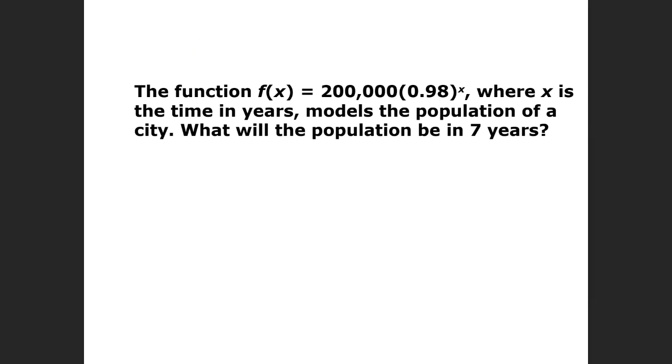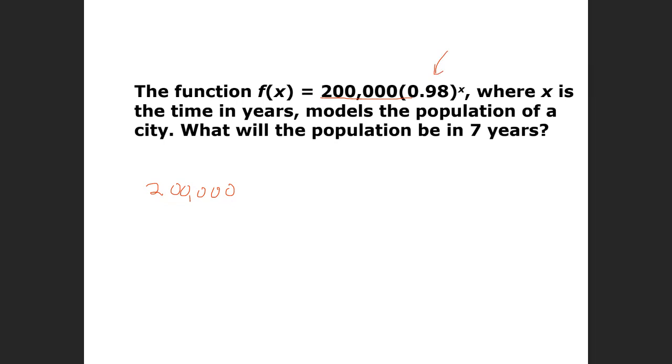In this problem, a function where x is the time in years models the population of a city. What will the population be in 7 years? Okay, now a question I could ask is, is the population going to be more or less than it started? What was the original amount of the population? Well, the original amount, 200,000 at time 0, which we don't know. I mean, it could be the year 2022. So 200,000.